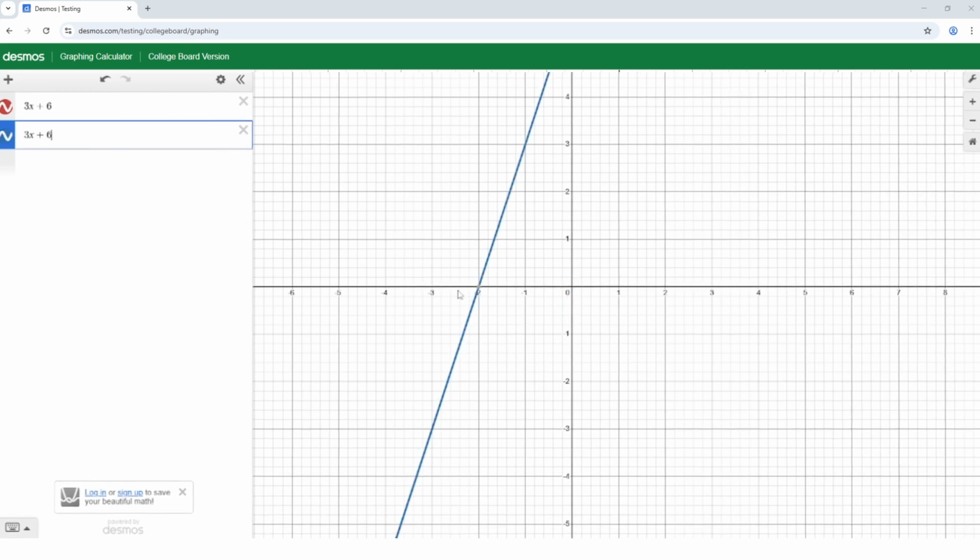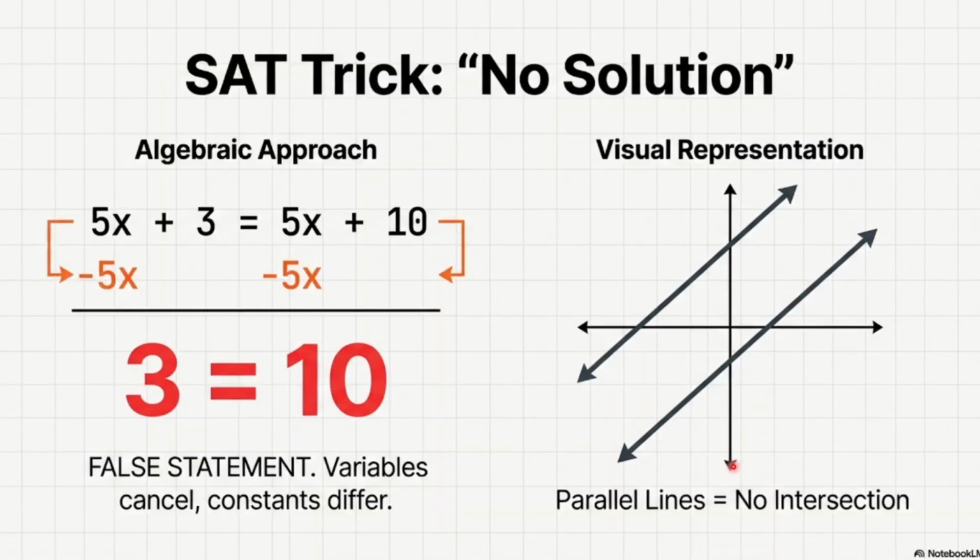and both are overlapping each other. It means there are infinitely many solutions. Got it? Now let's review those maths again.